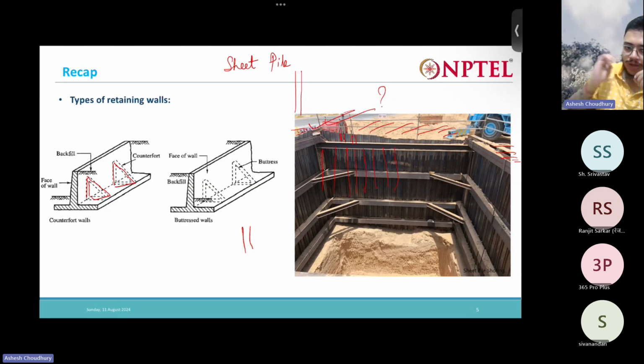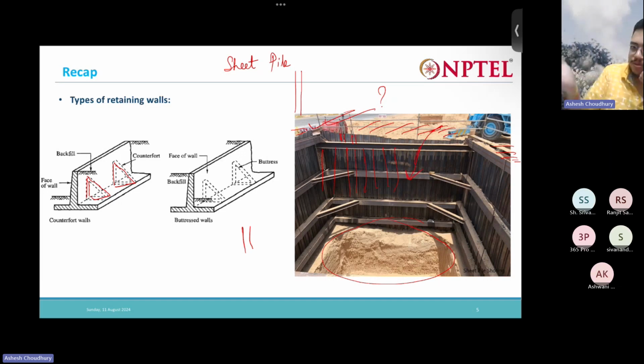But what we need, we actually excavated this portion, and we don't want this backfill to come and block our main construction. So say we want to construct a footing here, but we don't want this backfill to interfere in our construction, right? So what we did, we inserted the sheet piles.